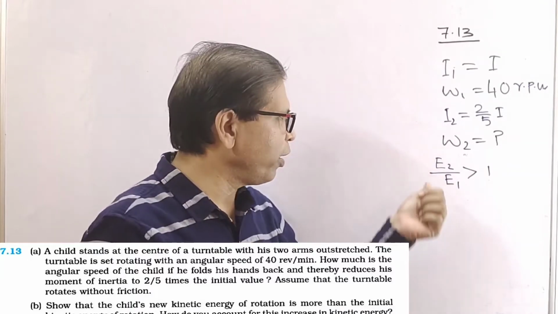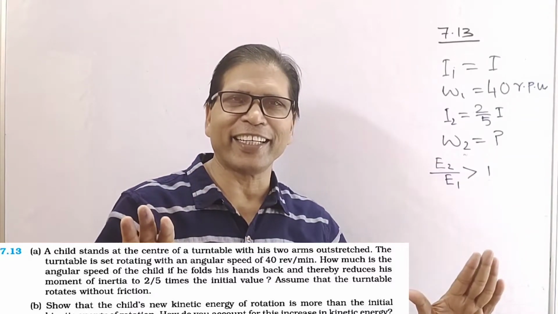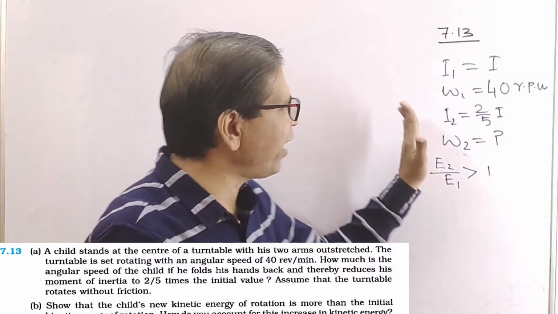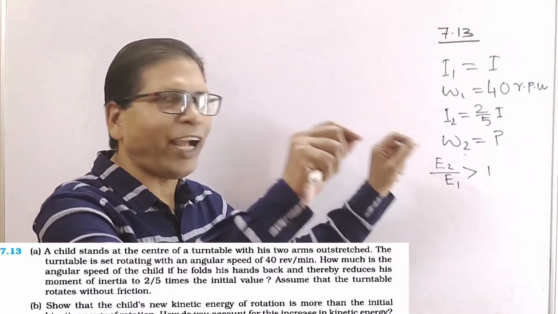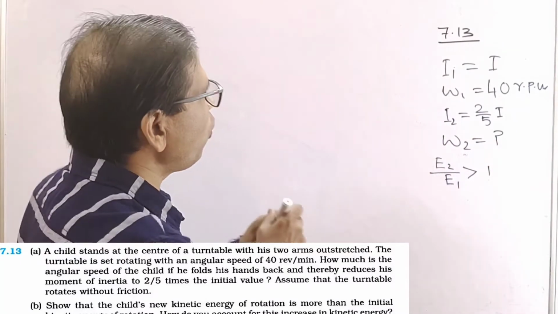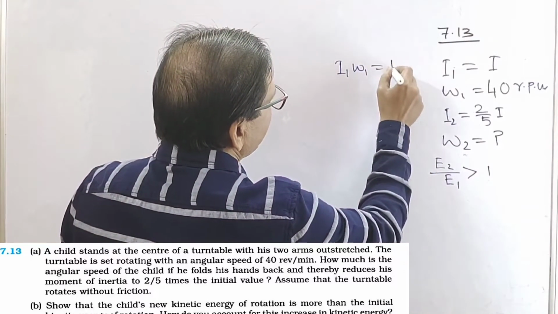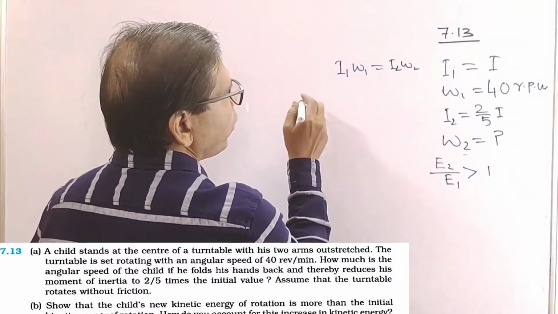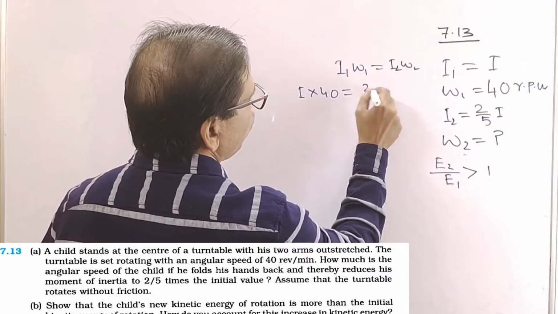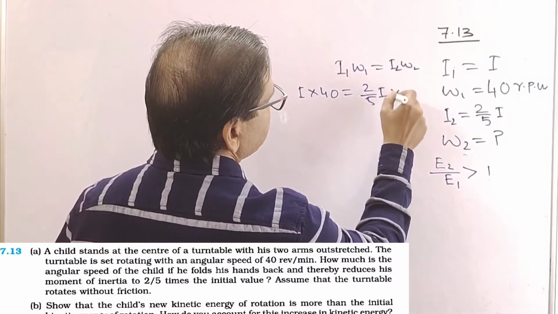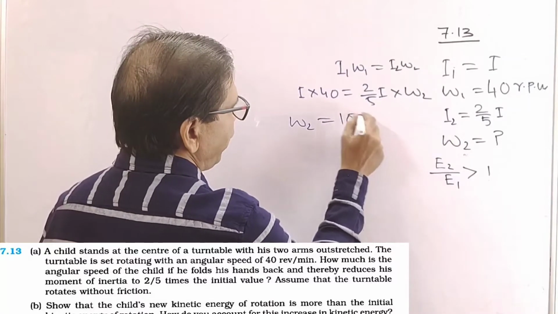Now we have to prove the final kinetic energy is greater than the initial kinetic energy. Look at this, as there is no external torque acting on the turntable plus child system, we can write I1 omega 1 equals I2 omega 2. So I into 40 equals 2/5 I into omega 2. So here omega 2 is equal to 100.